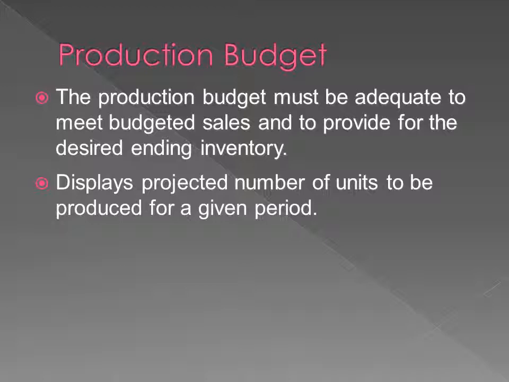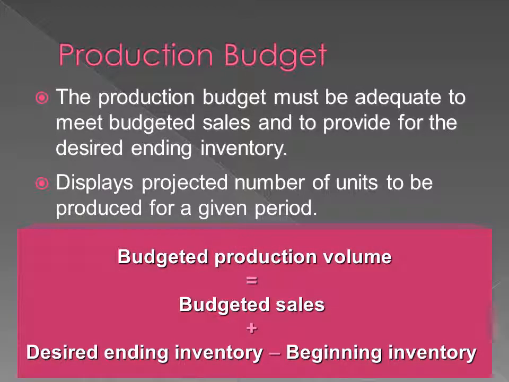A production budget will be used if there is a product that is going to be sold. The production budget is used to predict or to budget for volume. How many products do I need to have on hand to meet demand? Be familiar with this formula that's available in your text and here.